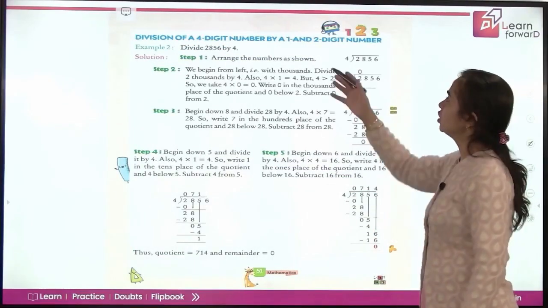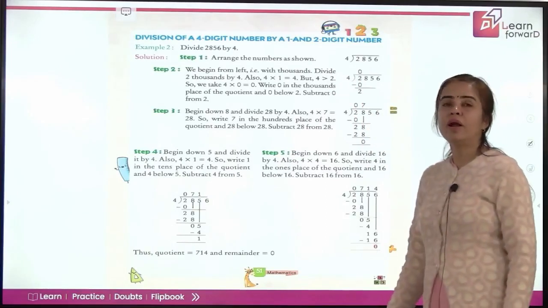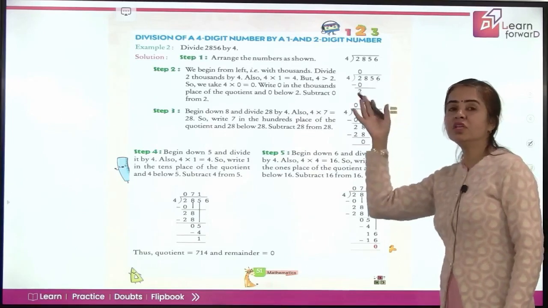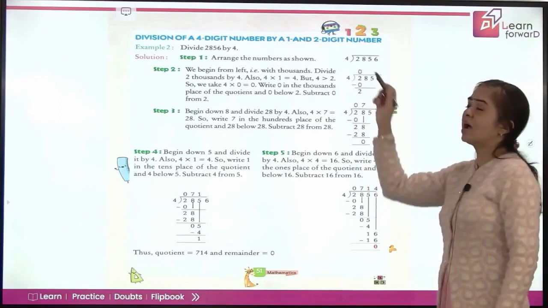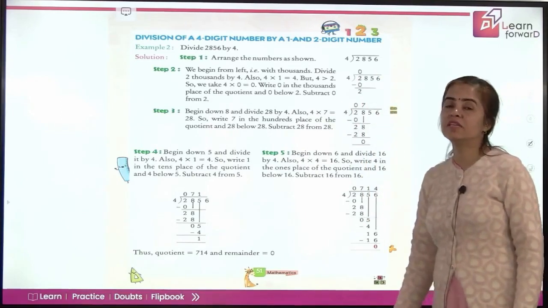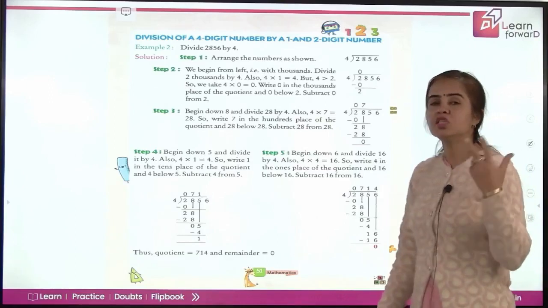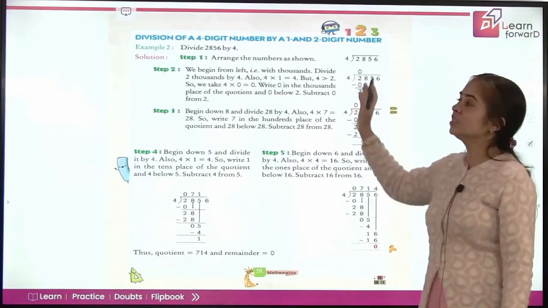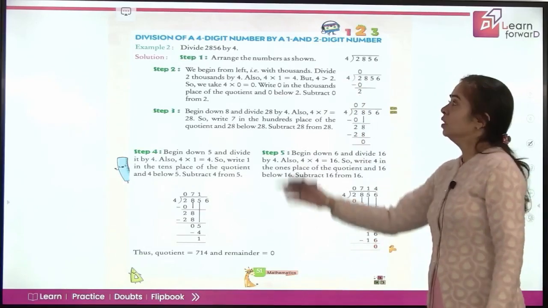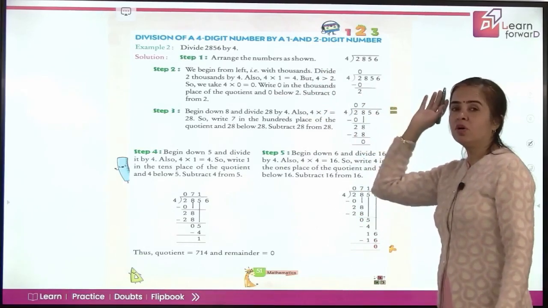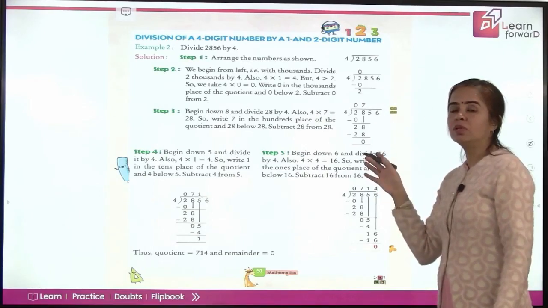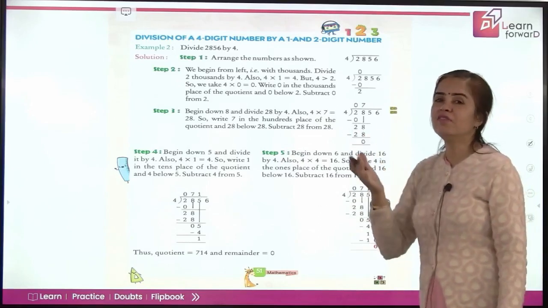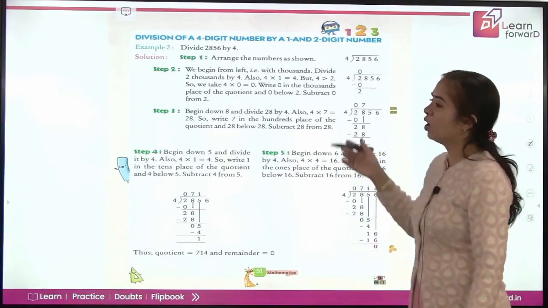Next is division of a 4-digit number by a 1-digit number and a 2-digit number. We learned that division is the only operation which starts from the biggest place. Otherwise, addition, subtraction, multiplication, all these 3 operations always start from the ones place. Division starts from the biggest place. So, even if we have more digits, we'll continue bringing down the digits one by one and continue with division till we are there with a final remainder or 0 at the end.